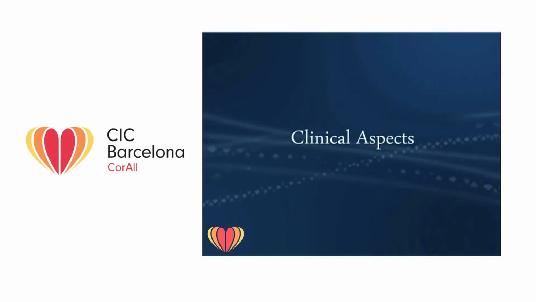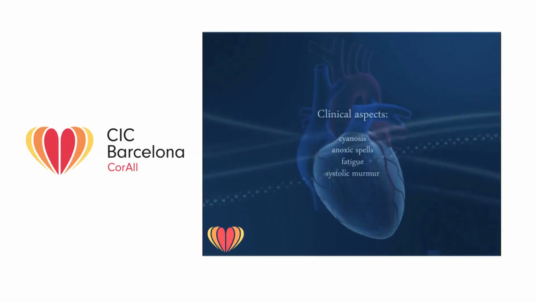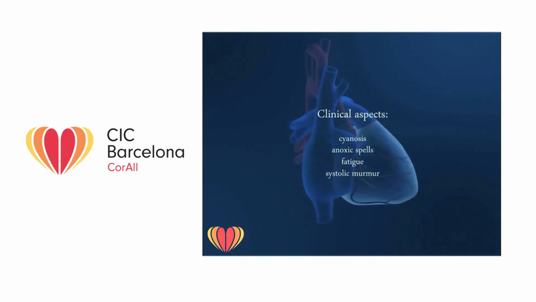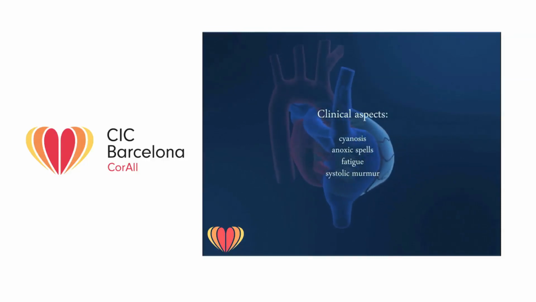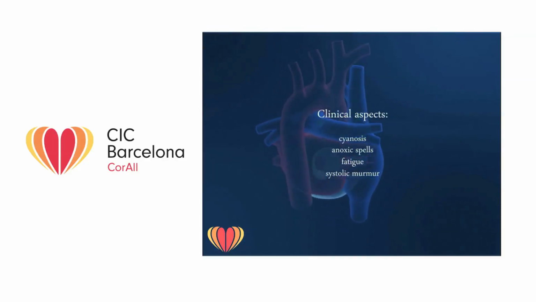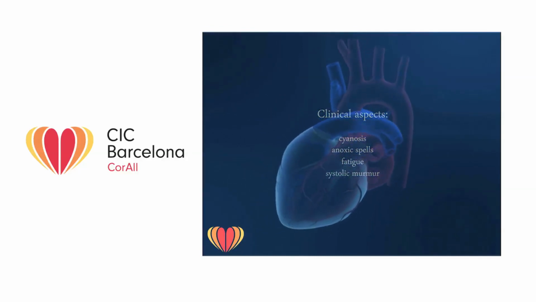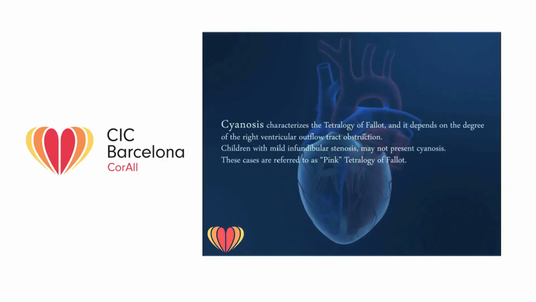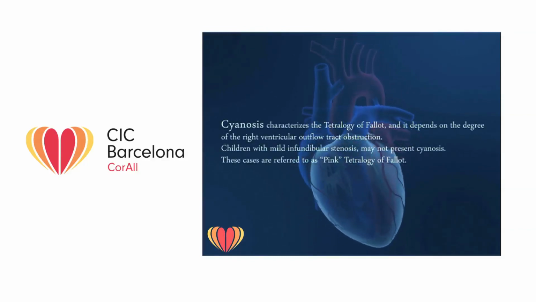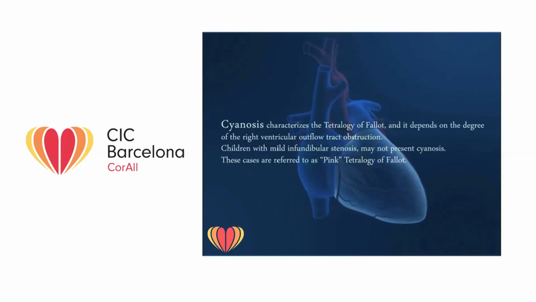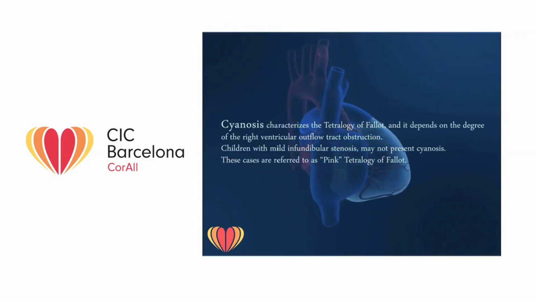Clinical aspects of the Tetralogy of Fallot depend on the degree of the right ventricular outflow tract stenosis. Usually, primary symptoms are cyanosis, anoxic spells, fatigue, a systolic murmur, 3 or 4/6 in the mesocardium with single-second heart sound. Cyanosis characterizes the Tetralogy of Fallot, and it depends on the degree of the right ventricular outflow tract obstruction. Children with mild infundibular stenosis may not present cyanosis. These cases are referred to as pink Tetralogy of Fallot.